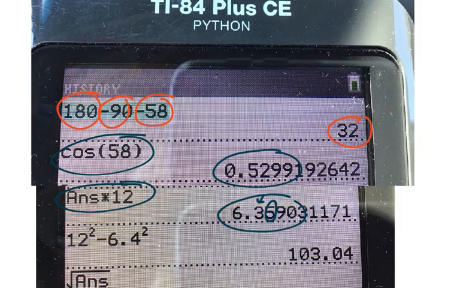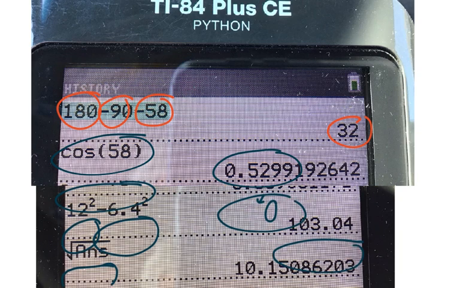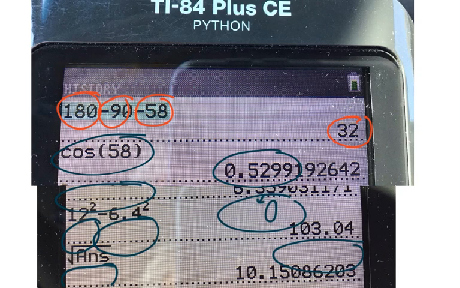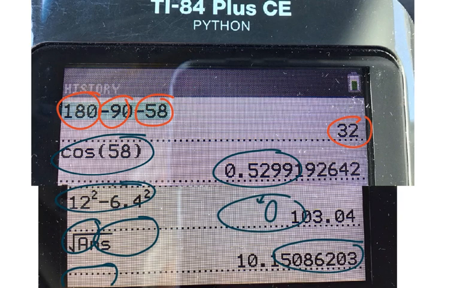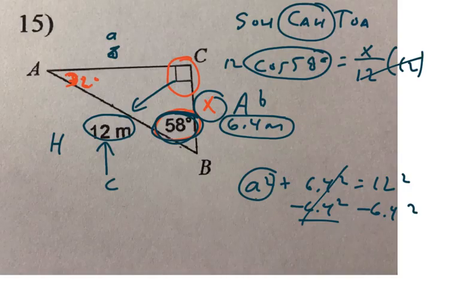So let's see what that is. 12 squared minus 6.4 squared, 103. We then take the square root, since we want C, not C squared. 103 is C squared. And it ends up being 10.15. The 5 tells me to round this 1 here up to a 2. So we're going to say 10.2.